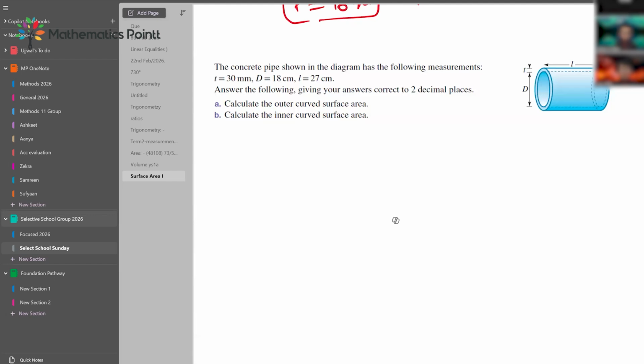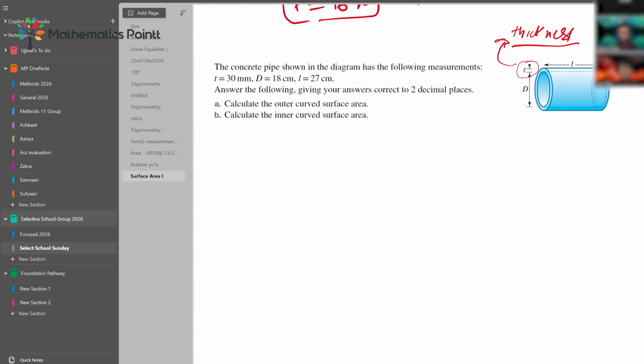It says the concrete pipe is shown in the diagram below, and you've got some measurements. Now, this T is slightly different here. You know how a pipe is, right? A pipe is hollow from the center, but it's still got some thickness. So this T is the thickness of the pipe.